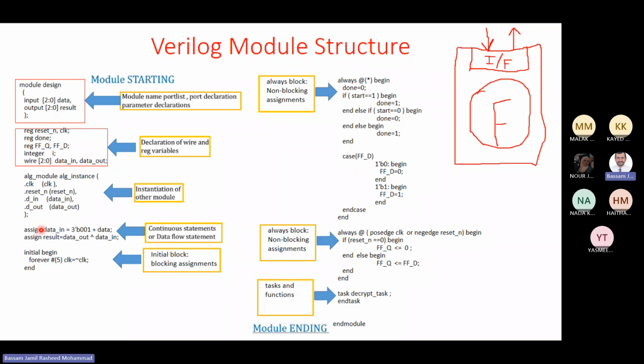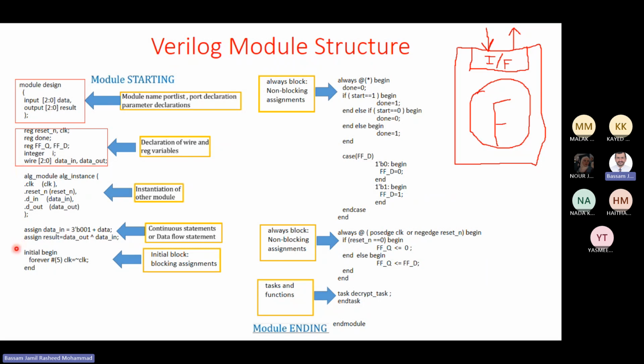The assign statement is applied to a variable of what type? Wire. We are starting to get into some details, bear with us now. Okay, so the wire in the assign statement, it has to be a wire.